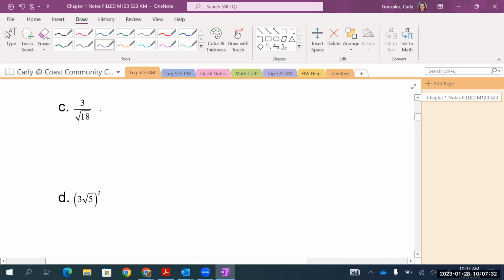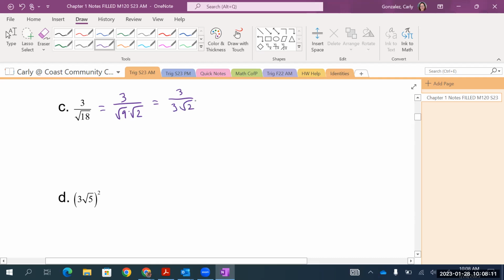To do that, I'm going to think, okay, what perfect square goes into 18 evenly? Does 4 go into 18 evenly? Nope. Does 9 go into 18 evenly? Yes. So I will write it as square root of 9 times square root of 2, because 9 times 2 is 18. Now the 3 on the top just hangs out for a bit. And now the square root of 9 is 3, and my 2 is still in the radical.